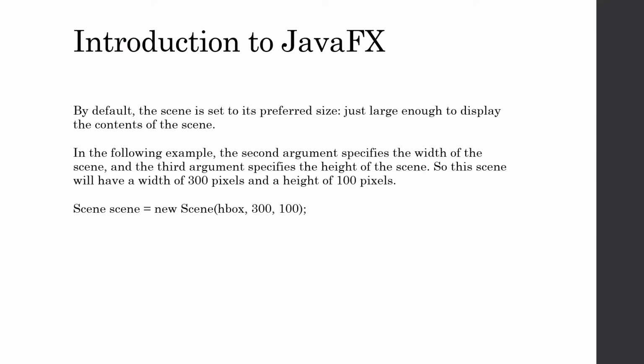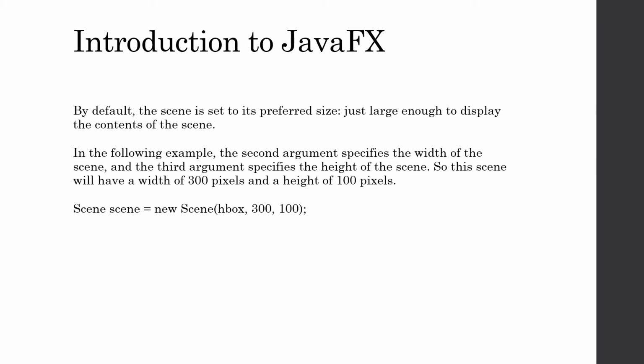So by default, the scene is going to be set to its preferred size. So another way we could describe that is not simply just the default window size, but the preferred window size. It's going to be just large enough to display the contents of the scene. So in that example that we just saw, its default or its preferred size was just large enough to display the one label that we put in there.